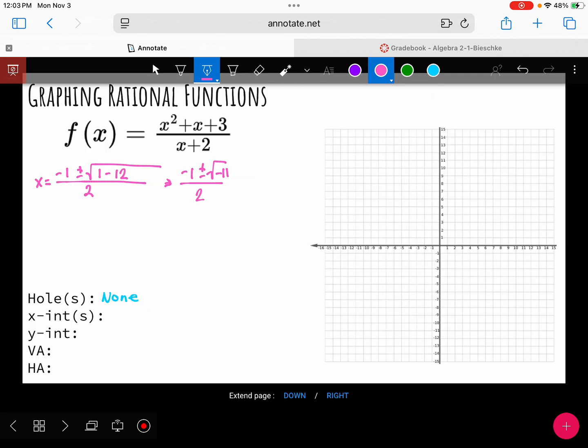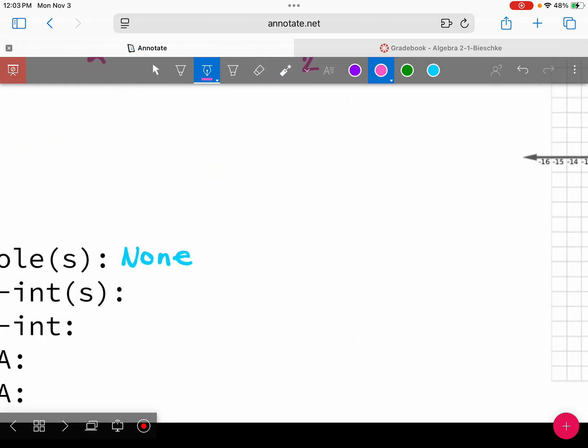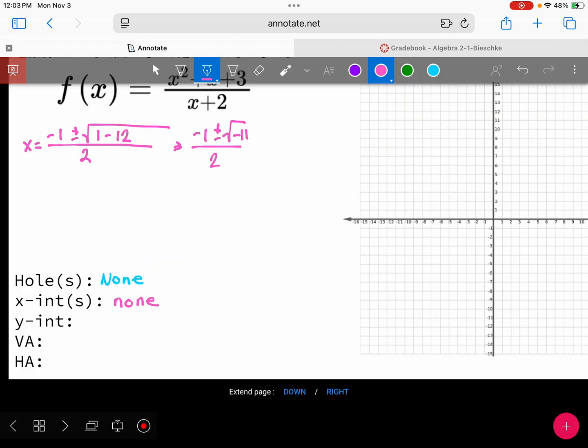And we can actually stop right there because we know that we aren't going to have any real solutions for those x-intercepts because of the square root of negative 11. We don't have any. They're imaginary. So we have no x-intercepts either. So it's not going to cross that x-axis.